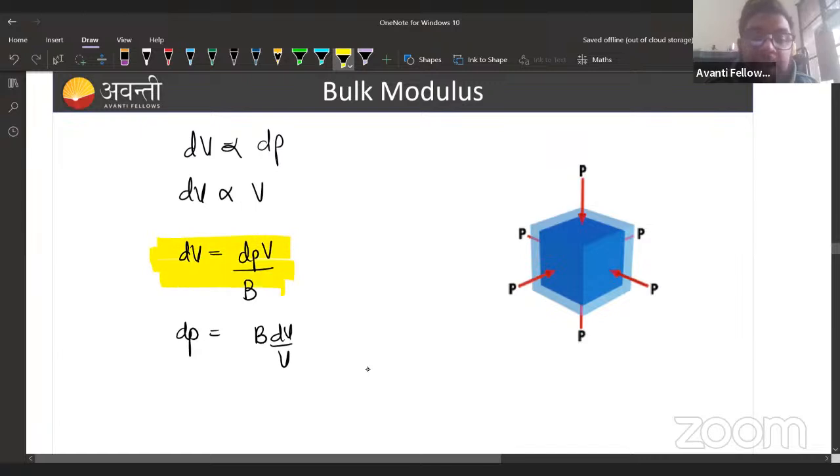Why am I deriving these equations like this? So that you can remember them. The change in volume is directly proportional to the change in pressure. The change in volume is directly proportional to the original volume. Now if you combine it, you have to place a constant of proportionality. So here B is the constant of proportionality. Hopefully this is clear.